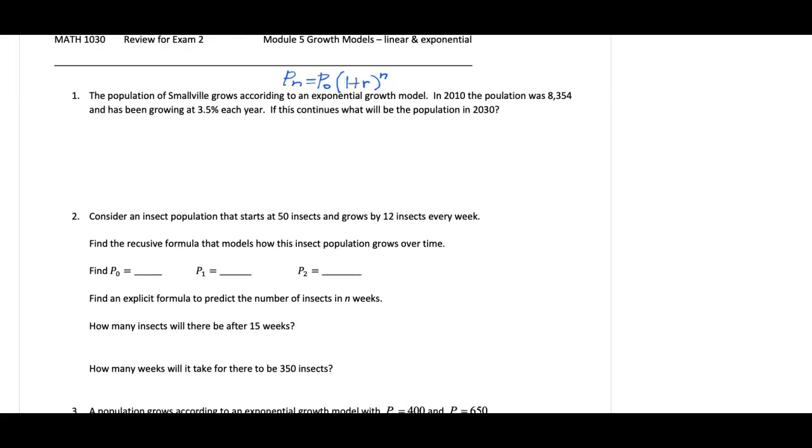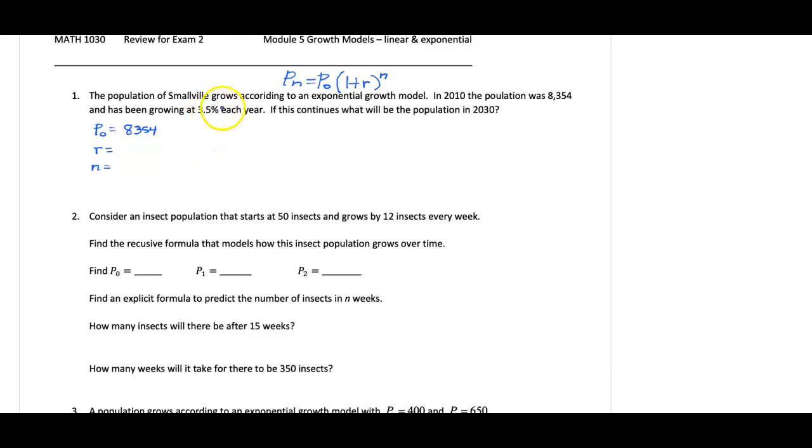So I'm going to write some of these things down here. Notice the things that we need to know here are the P sub 0, the rate, and the amount of time, right? So P sub 0, what would that be in here? 8354. Yeah, so that's our start amount, our population start amount. And then our rate, if we change that rate to a decimal, what would that be?